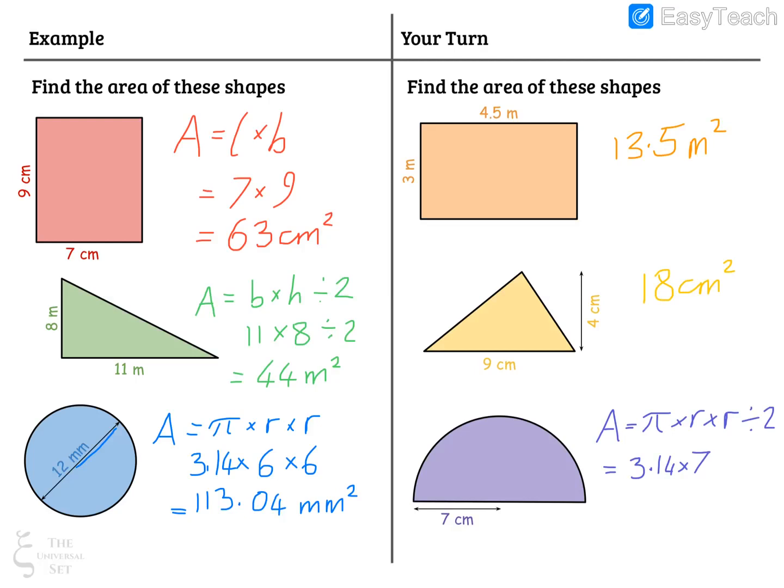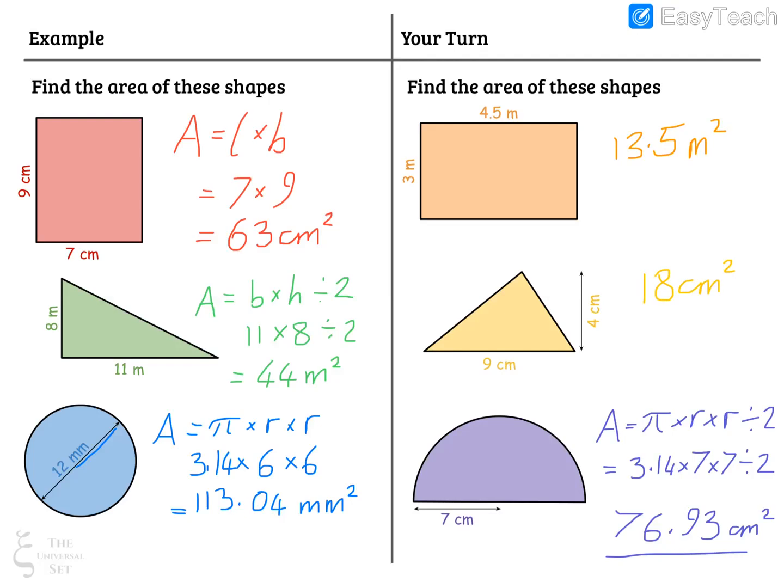So we've got 3.14 times 7, but that would be the whole circle if I had all of the, oh, that's no good, is it? If I had all of the bottom part of the circle as well, but I don't, so I'm going to have to halve that. So let's halve that circle. And when I chuck that into my calculator, we've got 76.93, what are my units? Centimetres squared. There we go. So those should have been our answers to those your turn questions.